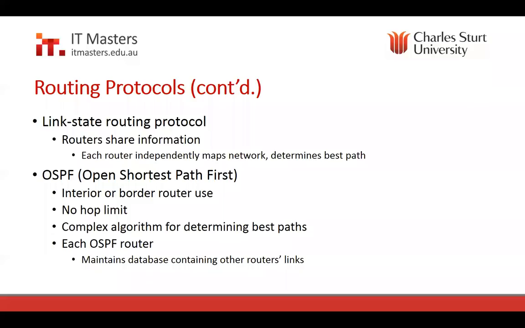OSPF, Open Shortest Path First, is an example of a link state protocol. It doesn't have a hop limit. It uses cost as its metric. It's got a really complex algorithm for determining best paths, which we don't need to go into in much detail. Suffice to know that it simply uses cost as its metric. With OSPF, each of the routers maintains a database which shows the status of all its neighbors' links, all its friends' links. All the routers within that routing domain will know how each other is traveling.